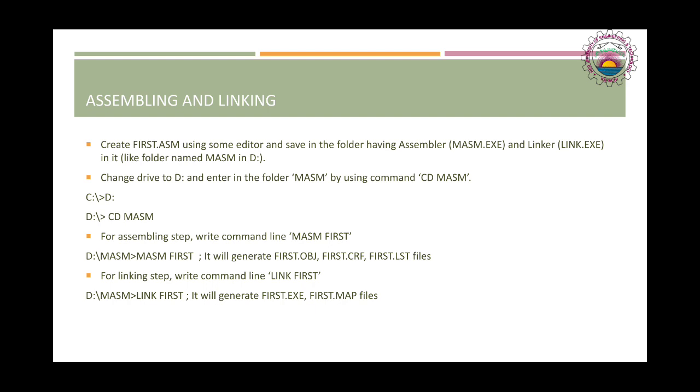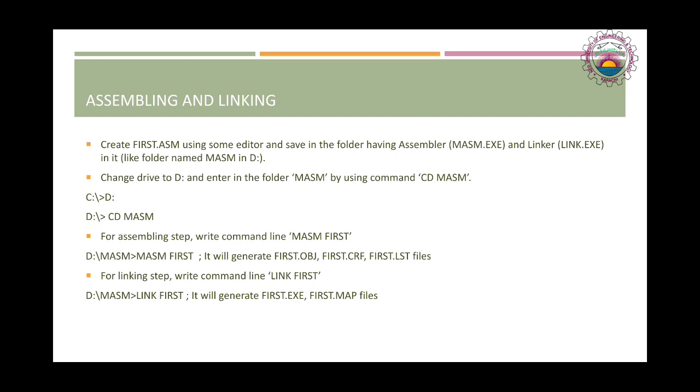Then masm will ask about the cross-reference file. If you want to create a cross-reference file, you write the name first and press Enter. In the next line, you will have a message for listing file creation. If you want to create a listing file, you write the name first and press Enter. If you get no error message, that means your ASM file is converted into the OBJ file, and the CRF and listing files are also made by masm if you have opted for these files.